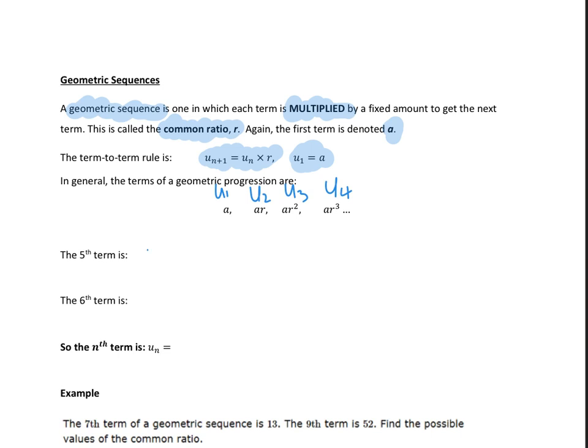Now, if you look at the pattern, the 5th term, I need to times by R 4 times to get to the 5th term. For U6, I need to times the 1st term by R 5 times. And so to get the nth term, I need to times by R n minus 1 times. So this formula here is one you don't get given, so you're going to have to remember it.